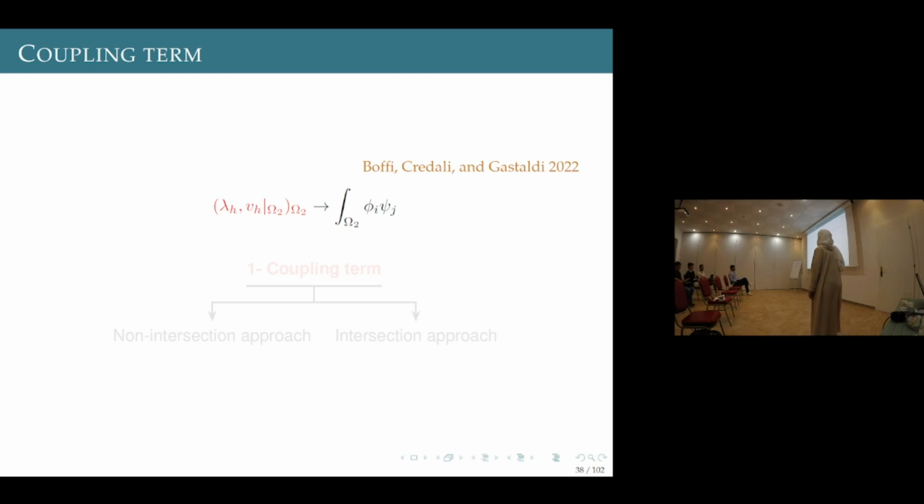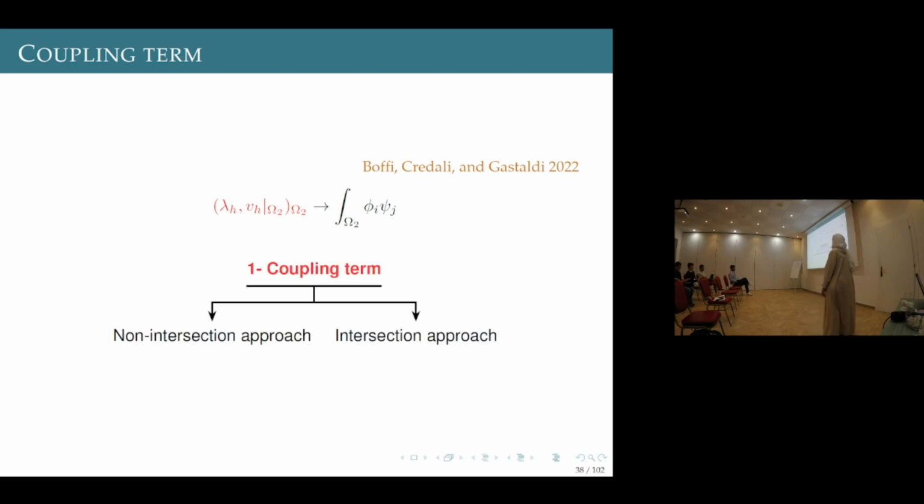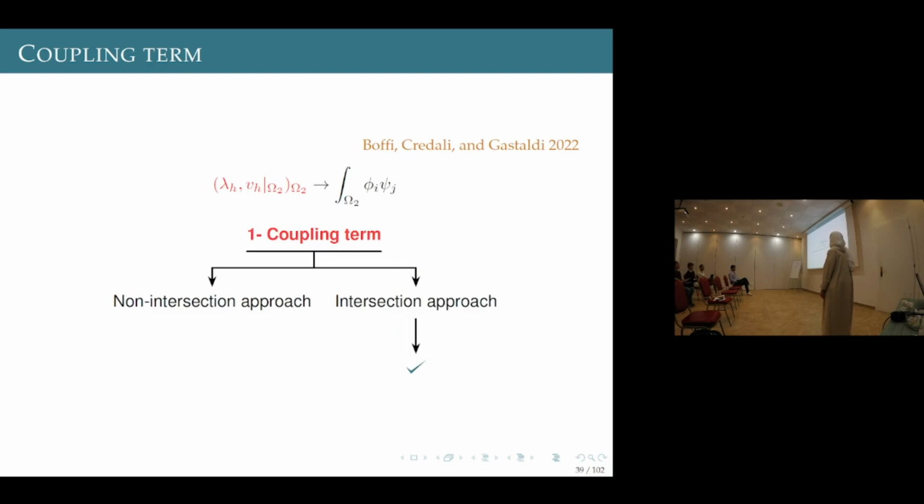Just like what Fabio said, we have to evaluate the L2 scalar product of lambda h and vh restricted to omega 2, which is the integral of some product of basis functions that are in two different meshes. So we have to be careful with dealing with this one. Fabio, in his paper with Pavia and Gastaldi, proved that the intersection approach is the best to deal with this. And if you use a non-intersection approach, even if you increase the quadrature rule order, you will not achieve the correct, the optimal convergence.